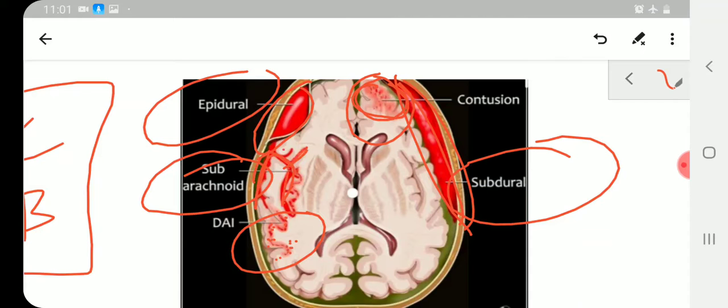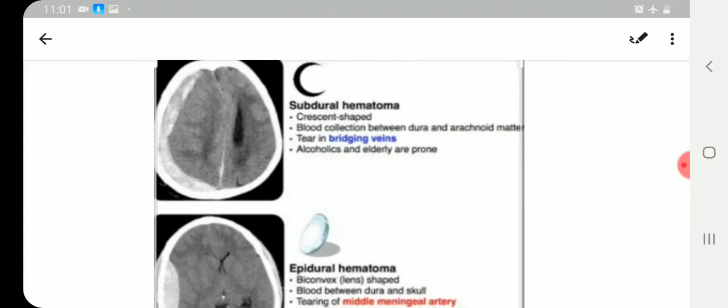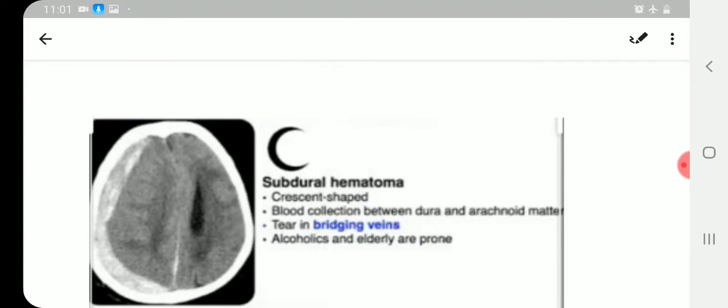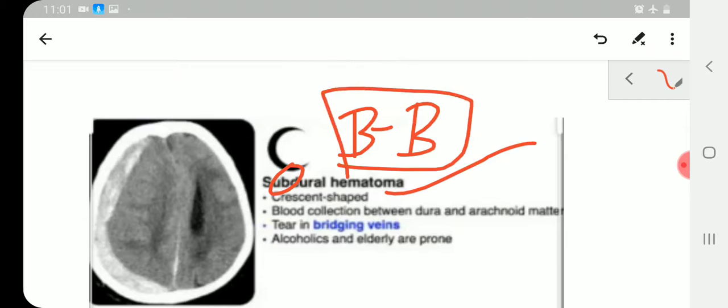We won't focus much on them, but we'll just see what are all the MCQ points we can get from them. So here is a comparison picture. First we will see the subdural hematoma. As I said, subdural hematoma is crescent shaped. That is the point number one I want you to know. So you can remember subdural has a B. B for banana, that is crescent shaped. Another B is for bridging veins. If there is a tear in bridging veins, you could get subdural hematoma.